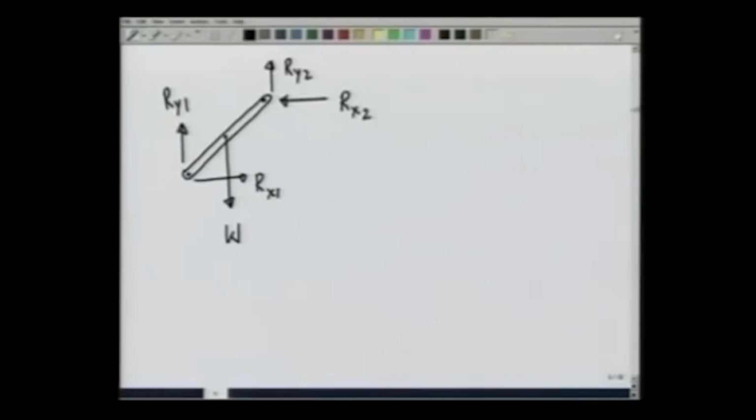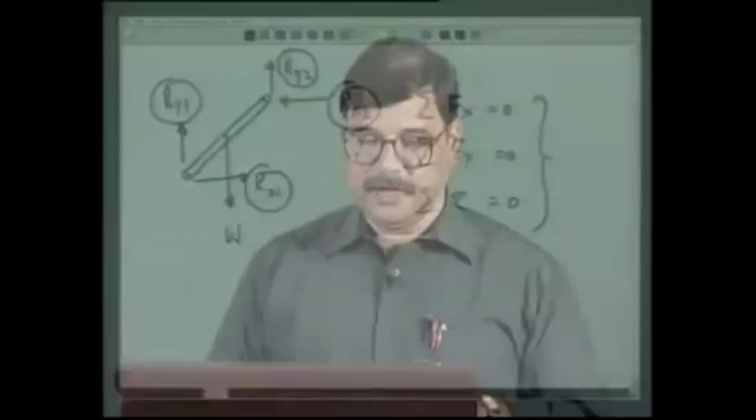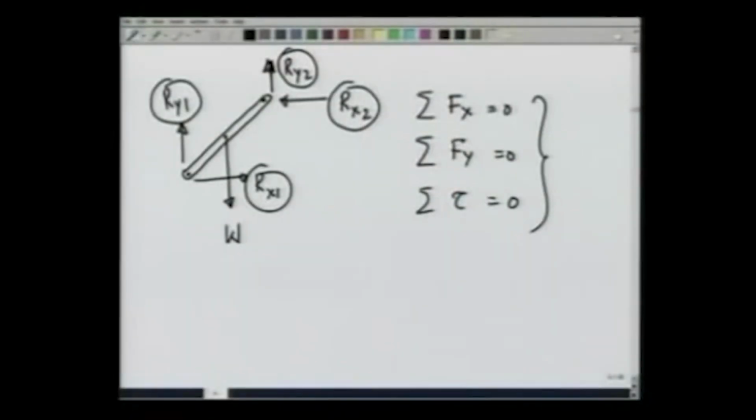In that case, you see that the number of unknowns is 4, R x 2, R y 2, R y 1 and R x 1, and the number of equations is still 3, summation F x equals 0, summation F y equals 0 and summation tau about any point is 0. So, I am putting an extra constraint here by providing a vertical force at the upper pin also.